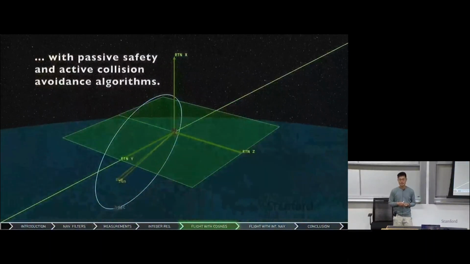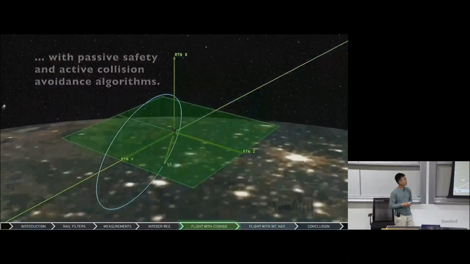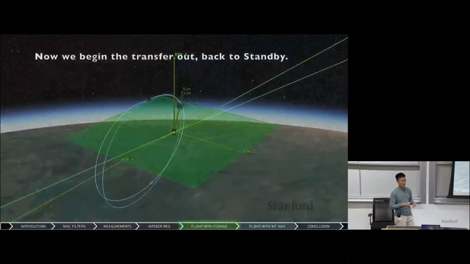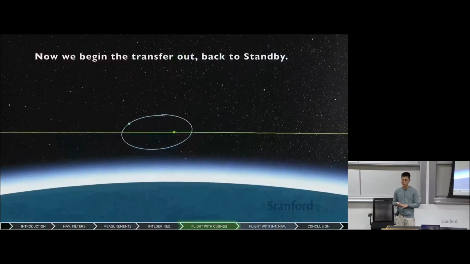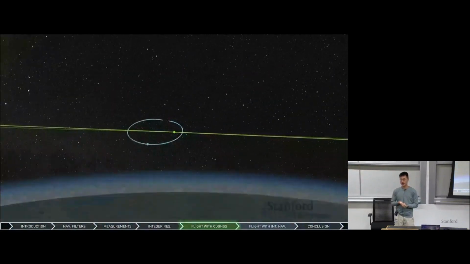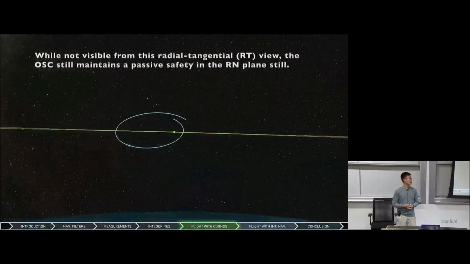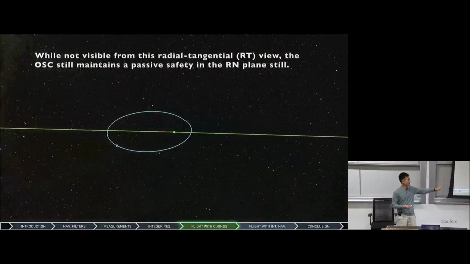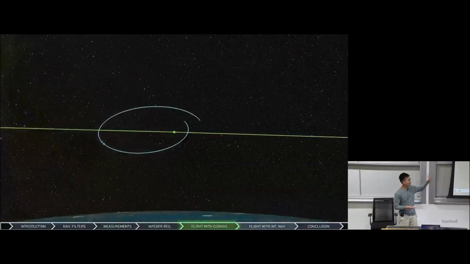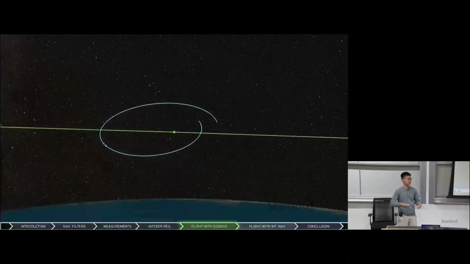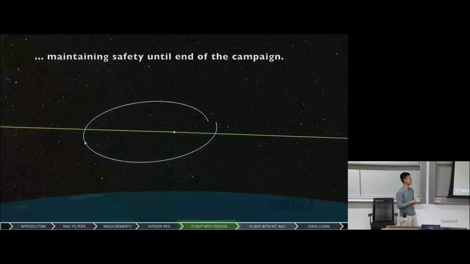Yes. There is a guaranteed distance in the array. Yes. So I'll show you in the plots later, but there is a very specific EI vector separation that is applied in order to achieve a passive RN safety ellipse. And it's not so clear because this is a 3D motion projected on a 2D screen, but I'll have a projected plot that can show that RN separation in the next slide.